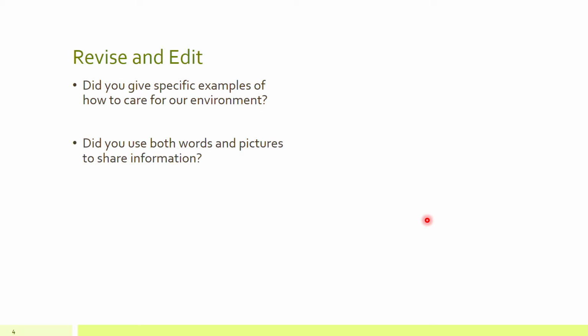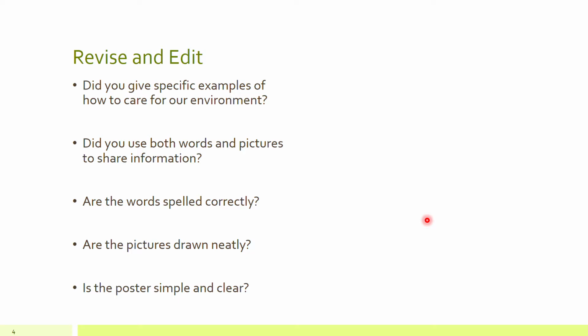Next, did you use both words and pictures to share information? Your poster should not be only words or only pictures. It should use both. You need to check your words and make sure they're spelled correctly. This would be a good opportunity to look at a dictionary or ask your parents or older sibling if you're not sure how to spell one of your words on your poster. Are the pictures drawn neatly? This is important because we want our posters to be simple and clear.